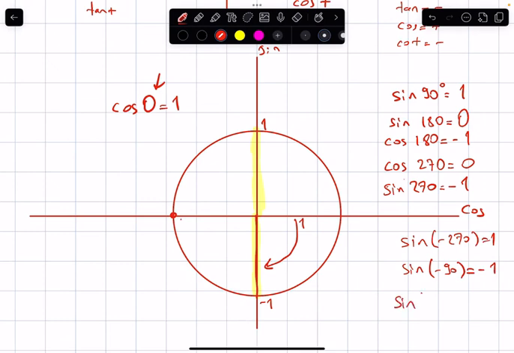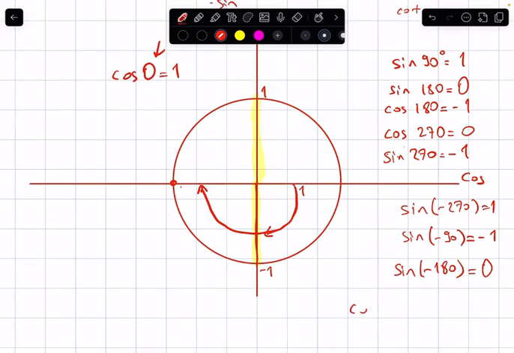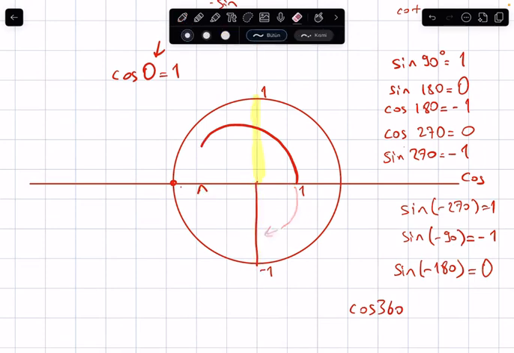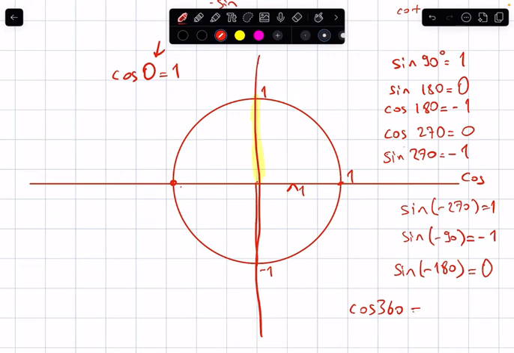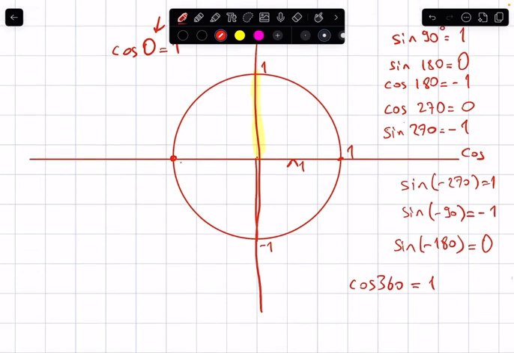How about sine -180? I'm going this way. What's happening? -1. Just kidding. 0. Come on. Why? Because there is no sine value. Okay. And how about 360? Cosine 360. I'm going this way. Let's erase these. I'm going this way. Coming back. Where? To still here. 1. Okay? So the unit circle is all about that.